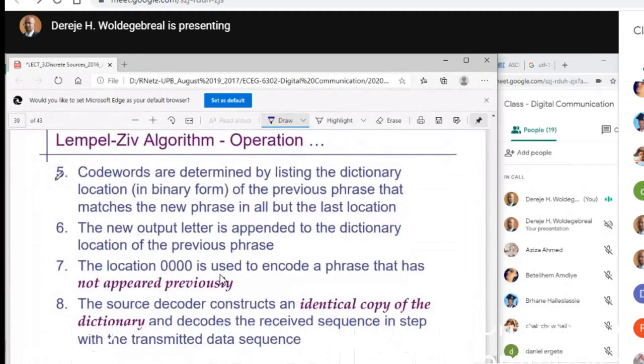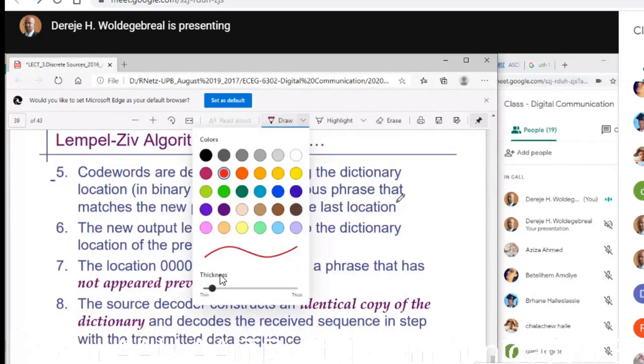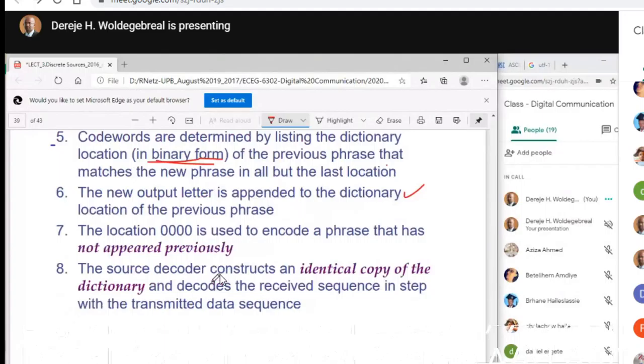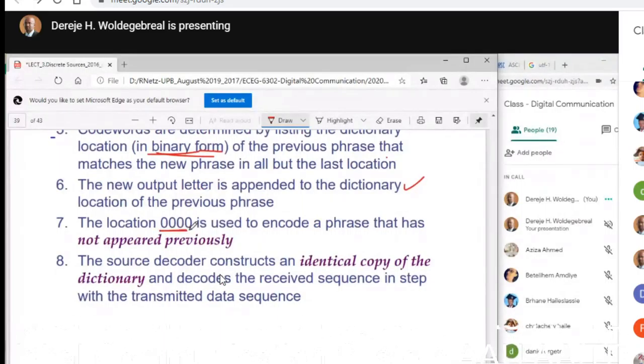Okay, at step number 5, code words are determined by listing the dictionary location in binary form. How do you create a new code word? A new code word is created based on the dictionary location of an existing code word. This is already said. Location 00 would be used for a phrase that didn't appear before.